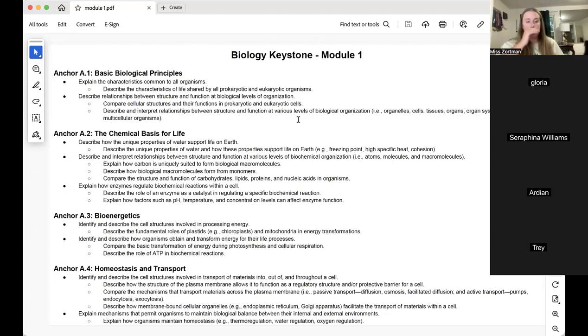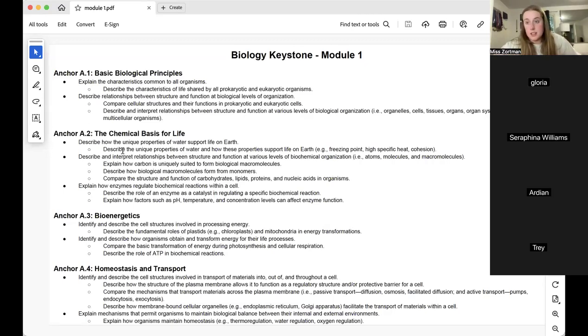So here are listed the four anchors that they will consider the main focuses of tomorrow. The first one is basic biological principles. That was the very beginning of the school year: the difference between a prokaryote and a eukaryote, what even is biology, and interpreting relationships between the levels of organization. So what's an organelle versus an organ, or what's a population versus a community. We'll go through those.